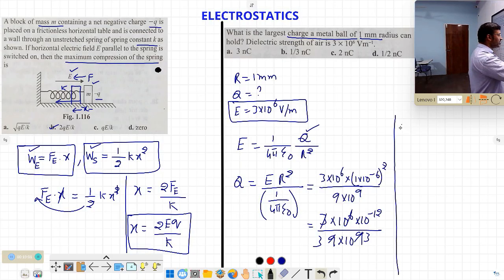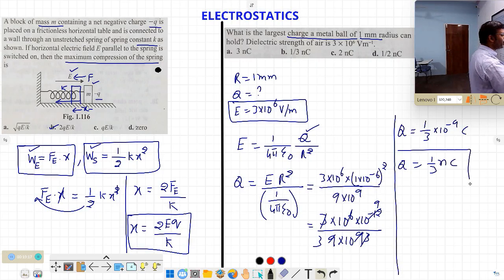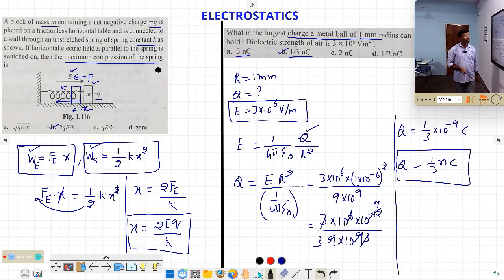The charge on this one is equal to nothing but, so this is 3, how much are you going to get? 9. So that is 1 by 3 into 10 power minus 9 coulombs. So Q is equal to 1 by 3 into 10 power minus 9, which means nano coulombs. 1 nano is equal to 10 power minus 9. Now look at the options here: 3 nanocoulombs, 1 by 3 nanocoulombs, 2, 1 by 2. So what is the correct answer? 1 by 3 nanocoulombs is correct for this question.